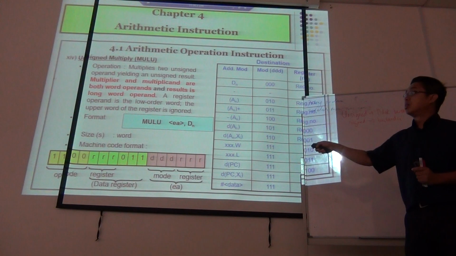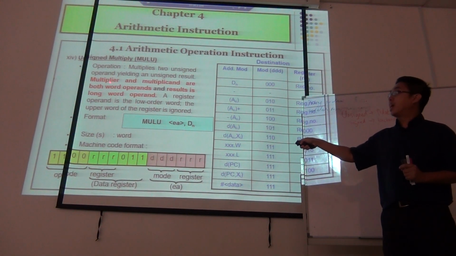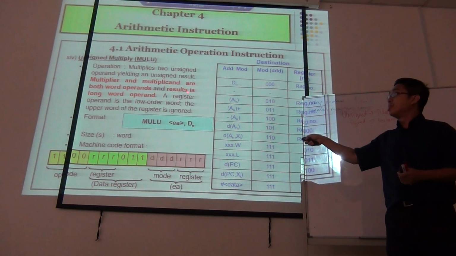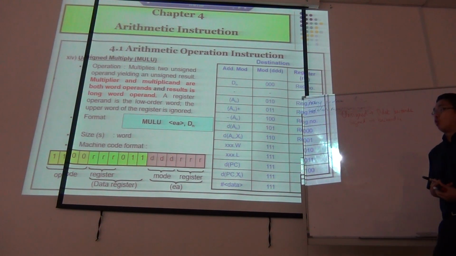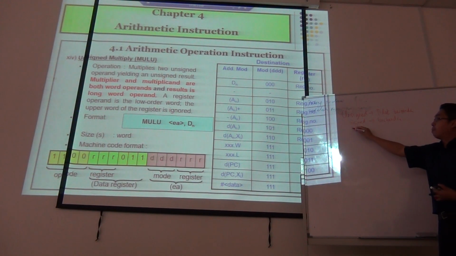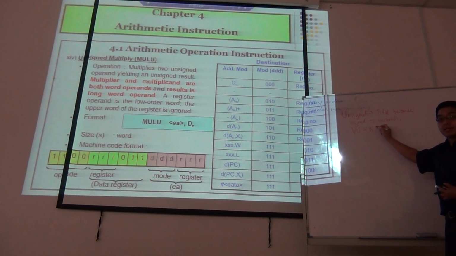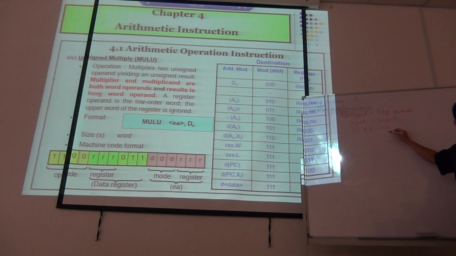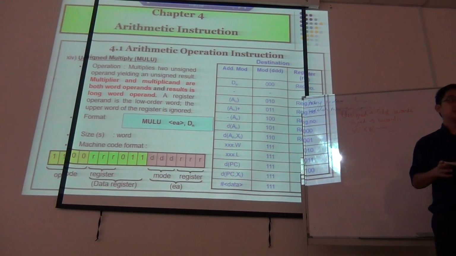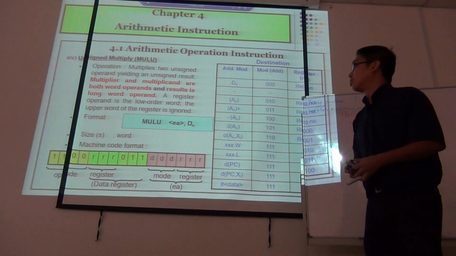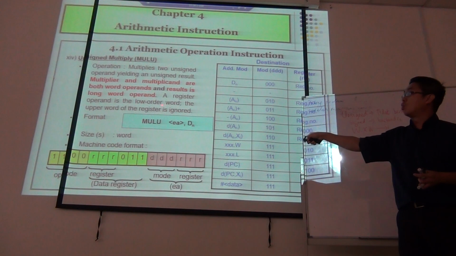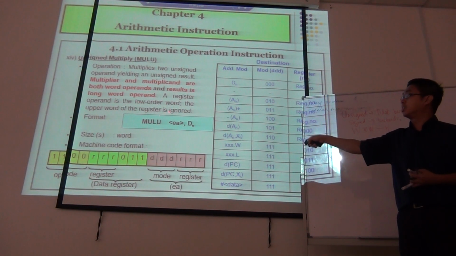So the next one: the multiplier and multiplicand are both word operands, and the result is a long word operand. What it means is the processor will multiply word times word. The result is going to be a long word, and it will be saved to the destination. A register operand is the lower order word; the upper word of the register doesn't matter.